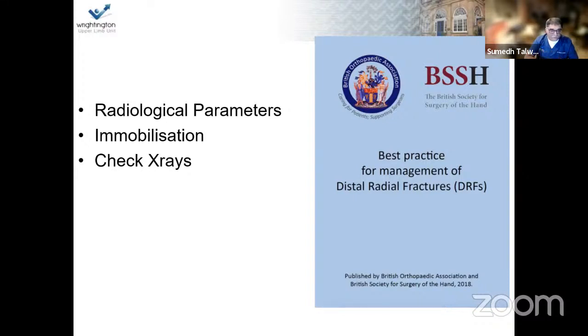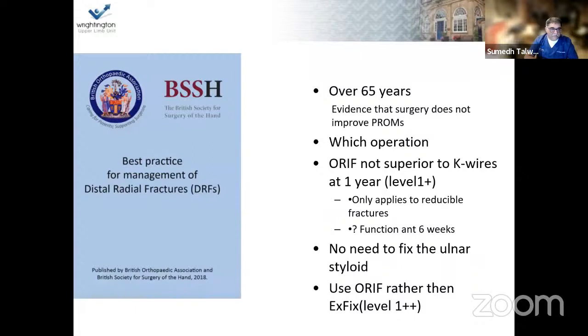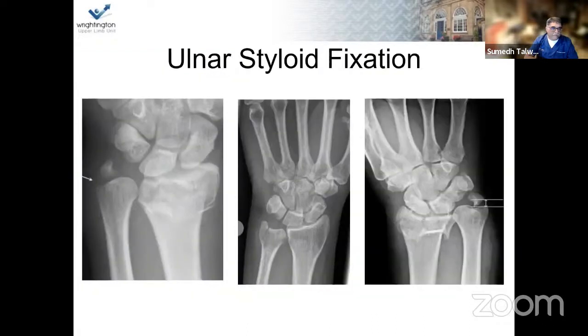I won't go into great detail, but once again, the Blue Book talks to the fact that depending upon the age of the patient, if you're above 65, surgical intervention does not really change the outcome. Open reduction and internal fixation is not superior to K-wires, based on a similar sort of data to what you would see with the DRAFFT trial. And a little bit about the ulnar styloid fixation.